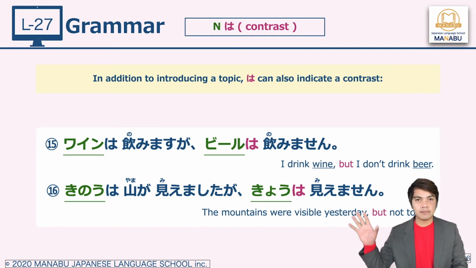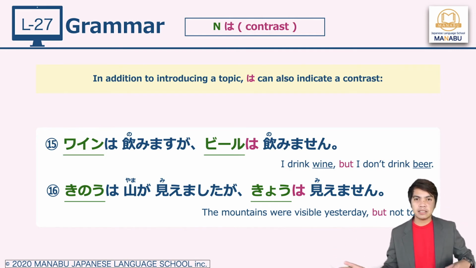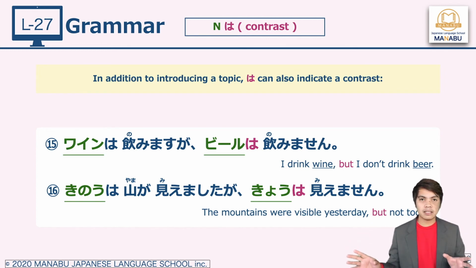So basically a positive verb or a positive sentence, then a negative sentence, or vice versa. A negative sentence and a positive sentence. So wine wa nomimasu ga beer wa nomimasen. So remember the wa ga wa pattern. Wine wa nomimasu. I will drink wine, or I drink wine. Ga means but. Wine wa nomimasu ga. I drink wine, but beer wa nomimasen.